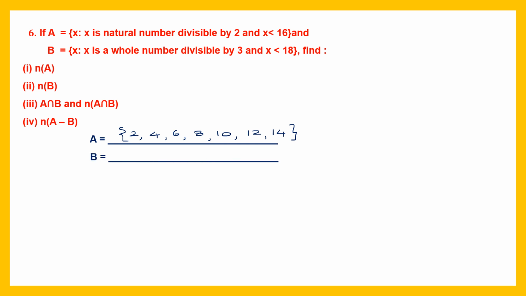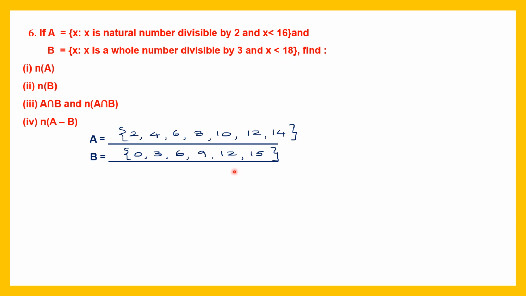Now set B, what are the elements? X is such that X is a whole number. Whole number means starting from 0. It should be divisible by 3 and it should be less than 18. That means tables of 3 less than 18 including 0 because we are talking about whole numbers. So 0, tables of 3. 3 ones are 3, 3 twos are 6, 3 threes are 9, 3 fours are 12, 3 fives are 15. We have to stop with this because it says less than 18. So we've got the elements of B.